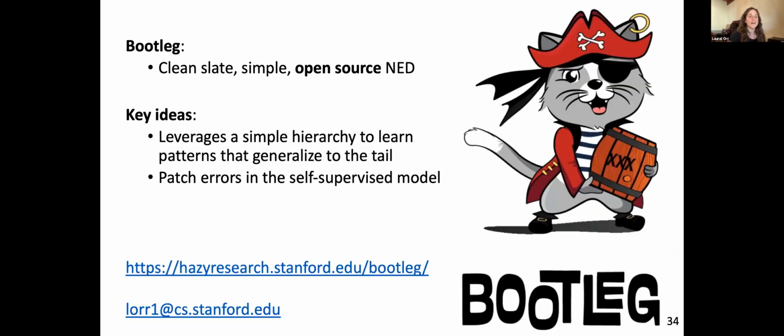All right, so this is the overview of Bootleg. Our goal was to make a tail-focused NED system, and it's also open source, so please check out our link below and our website for more information. The key ideas again are leveraging these patterns over types and knowledge graph relationships to improve performance over the tail. We also had some work in a paper talking about patching errors, which is why that last comment's in there.